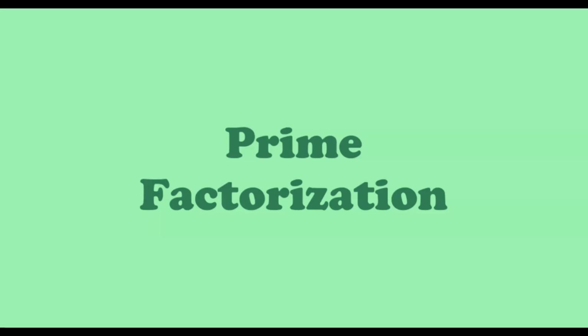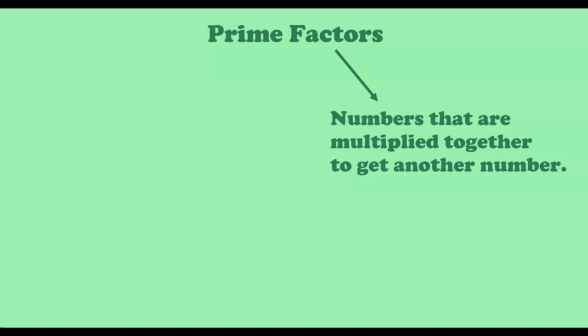In this video, we are going to learn about the prime factorization of numbers. Prime factorization is the process of breaking down a number into its prime factors. Now, what do we mean by factors? Factors are the numbers that are multiplied together to get another number. And what do we mean by prime?